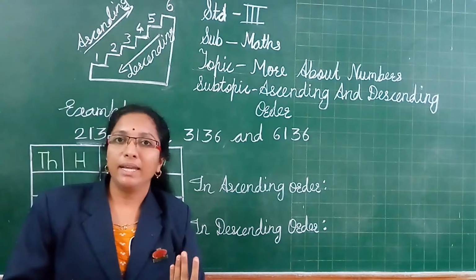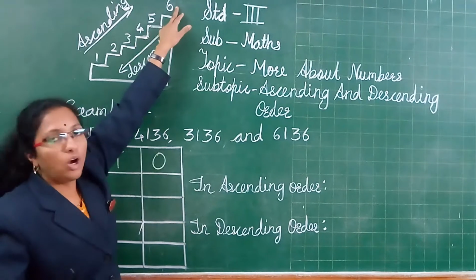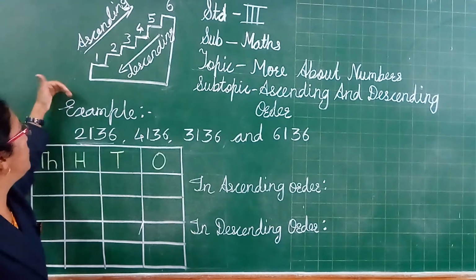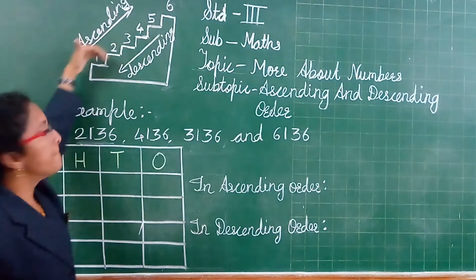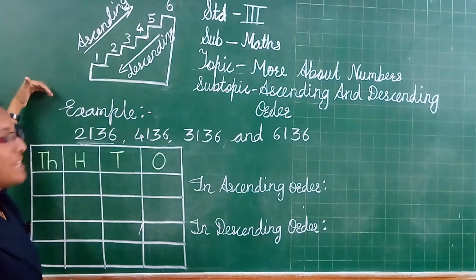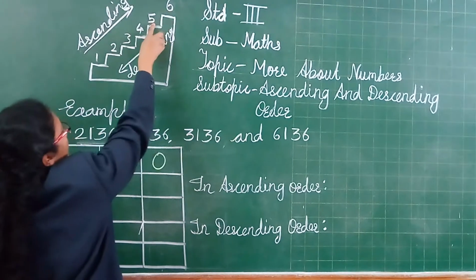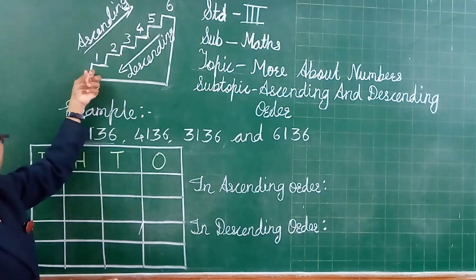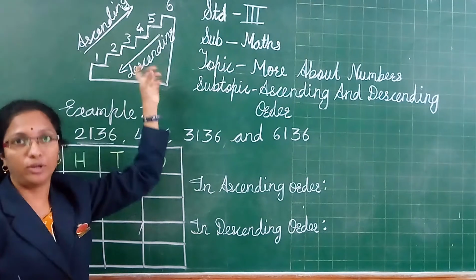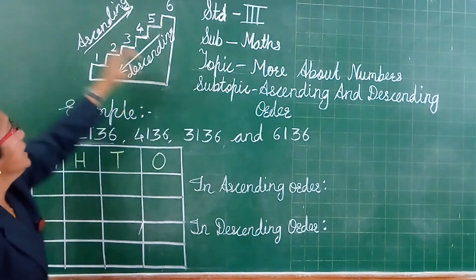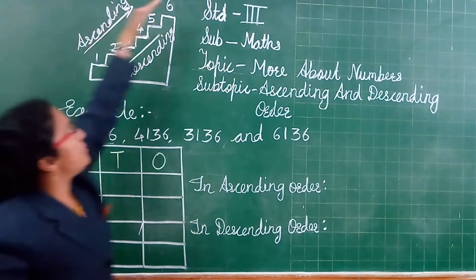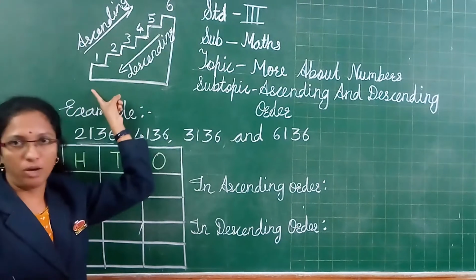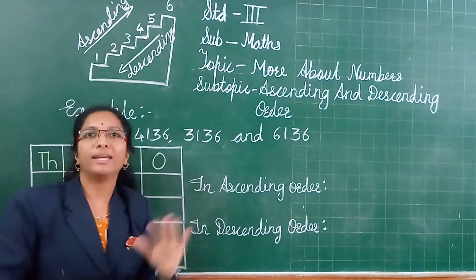Now, what is meant by descending? Descending, that means, see here, already I reached the sixth number. I can't directly jump to the first number. I come step by step down. See here, the sixth number, then 5, 4, 3, 2, 1. Then I reach the number 1. So that is called the descending order. See, ascending means the smallest number to the biggest number, and descending order means biggest to the smallest number. Okay, all of you understood what is ascending and what is descending.